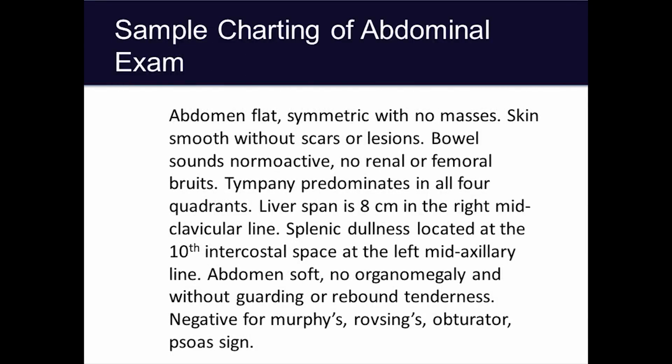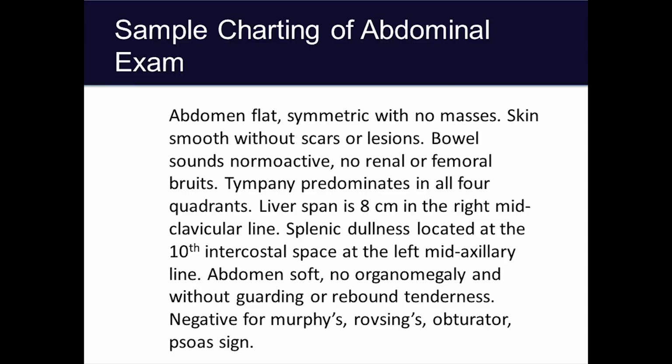Here's an example of charting. Remember to record your findings in the same systematic way you examine the patient so you don't forget anything. You might write in your chart that the abdomen is flat, symmetric with no masses, that the skin is smooth without scars or lesions, so that's the inspection. The bowel sounds are normal active and there are no renal or femoral bruits. That would be your auscultation. Next would be percussion. Tympany predominates in all four quadrants. The liver span is 8 centimeters in the right midclavicular line, and splenic dullness is located at the 10th intercostal space at the left mid-axillary line.